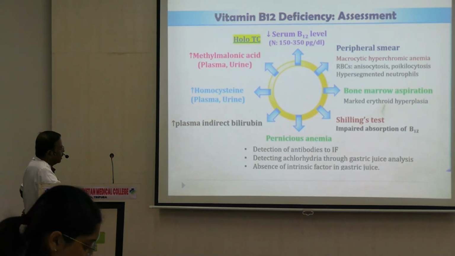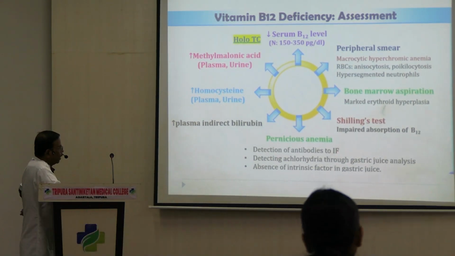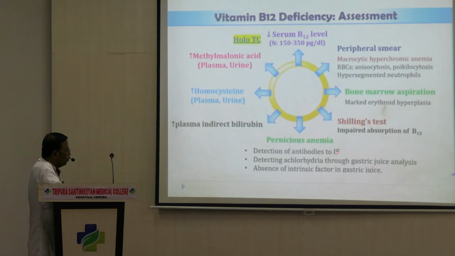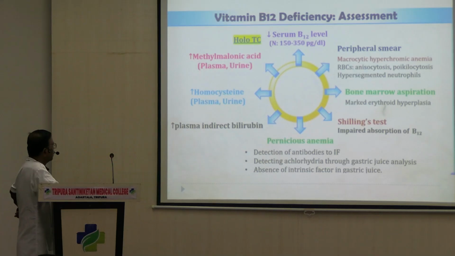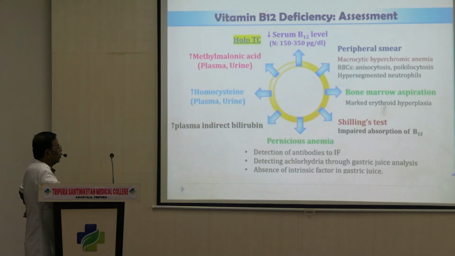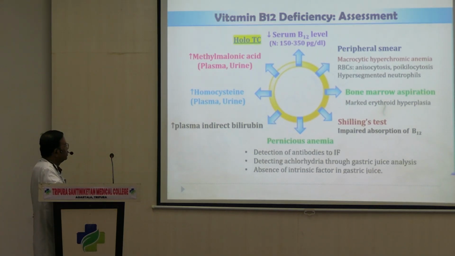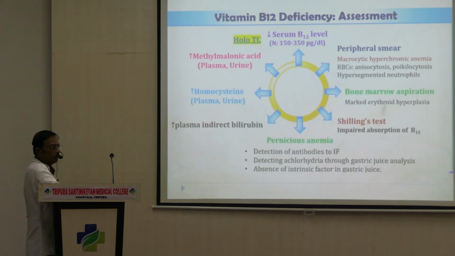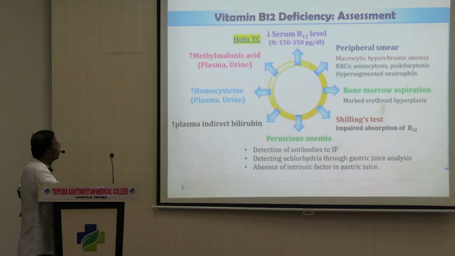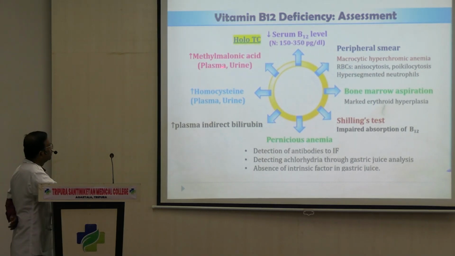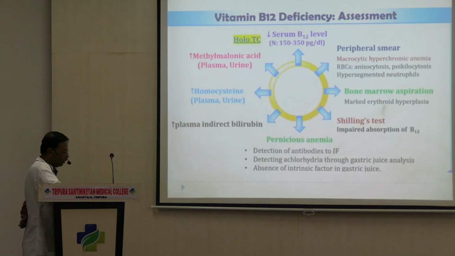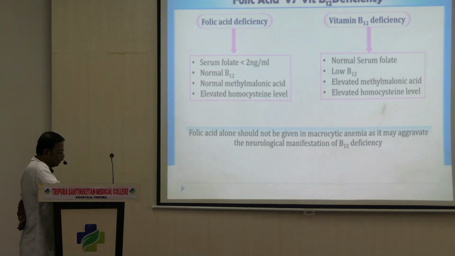Then in pernicious anemia, detection of intrinsic factor. We find how much intrinsic factor is there. If it is absent, then we diagnose pernicious anemia. Then as there is increased hemolysis, there will be increased bilirubin. The jaundice will go up. Then homocysteine level will be high due to failure of conversion to methionine. And methylmalonic acid will increase in urine and plasma. So we have discussed this.